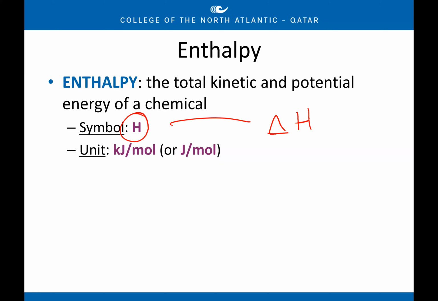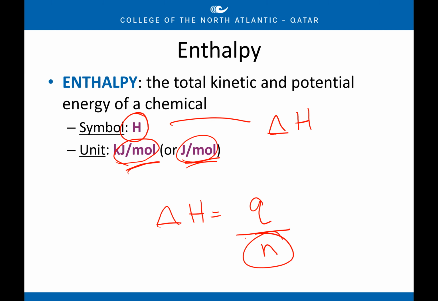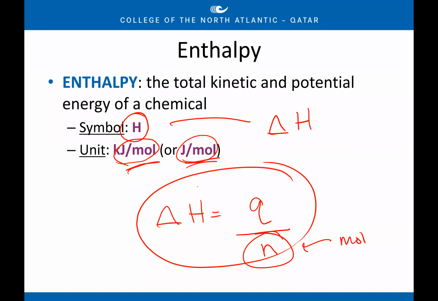So the units for enthalpy are kilojoules per mole or joules per mole. So you can kind of see where this number comes from. Your enthalpy is the heat, which is joules or kilojoules, divided by the moles. Do you guys remember moles from chemistry 1120? It's back. So in chapters 2 and 3, we will be talking about our good friend, the mole. And we'll talk about this formula today as well.